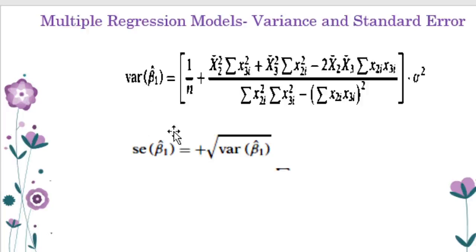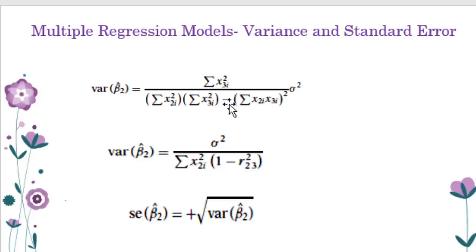Here the variance and standard error of beta 1 cap are given. Variance of beta 1 cap equals 1 by n plus x2 bar the whole square into sigma x3i square plus x3 bar the whole square into sigma x2i square minus 2 x2 bar x3 bar sigma x2i x3i, divided by sigma x2i square sigma x3i square minus sigma x2i x3i the whole square, into sigma square. And likewise variance of beta 2 cap equals sigma x3i square divided by sigma x2i square sigma x3i square minus sigma x2i x3i the whole square, into sigma square. This can be written as sigma square divided by sigma x2i square into 1 minus r23 square.